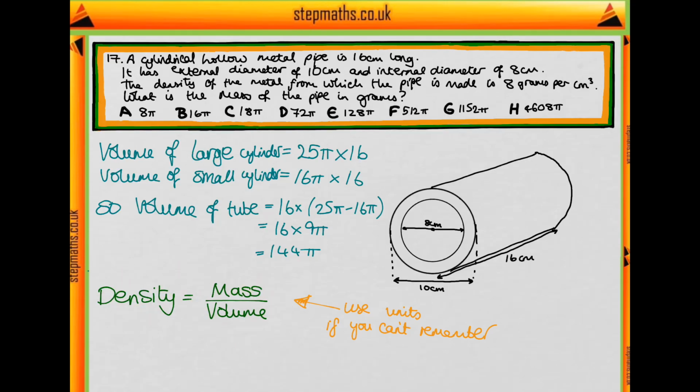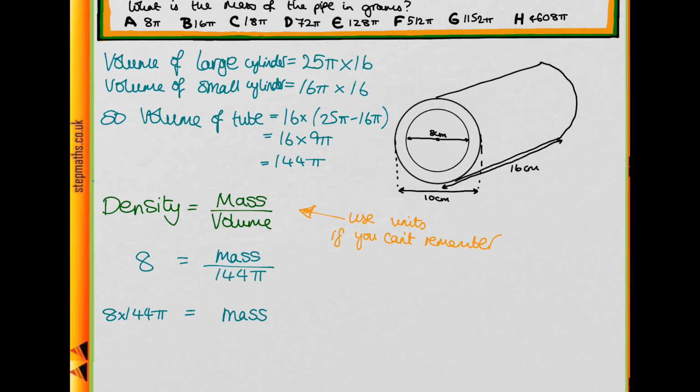So let's just plug our numbers into this equation. So we know the density is 8, and we now know that the volume is 144 pi. So we get something which looks like this, which we can rearrange to get that the mass is 8 times 144 pi, which is 1152 pi. And so our answer is G.